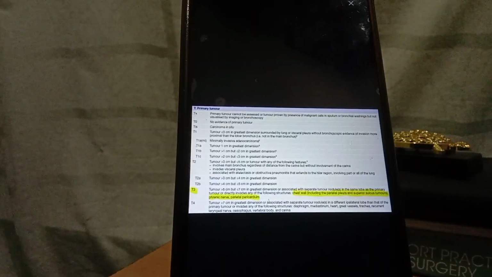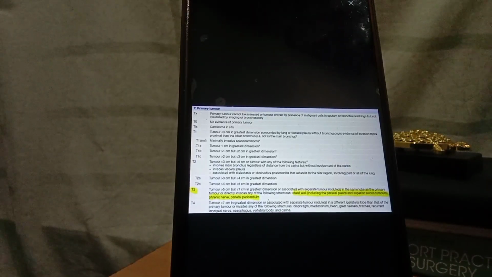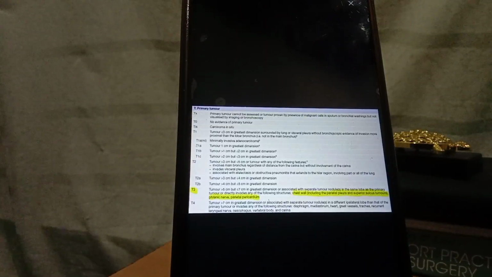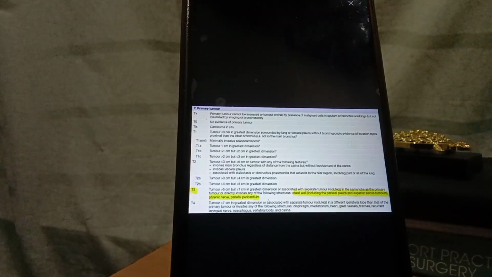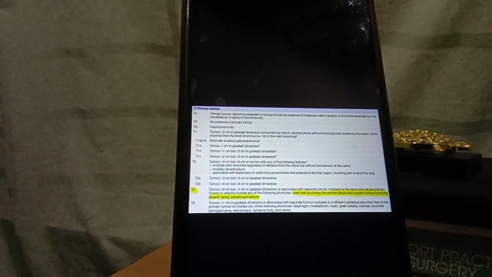So that is TX. Then T0 is no evidence of primary tumor. Tis is carcinoma in situ. Then T1 is tumor less than 3 cm in greatest dimension surrounded by lung or visceral pleura, without bronchoscopic evidence of invasion more proximal than the lobar bronchus, that is not in the main bronchus. So T1a(mi) is minimally invasive adenocarcinoma.